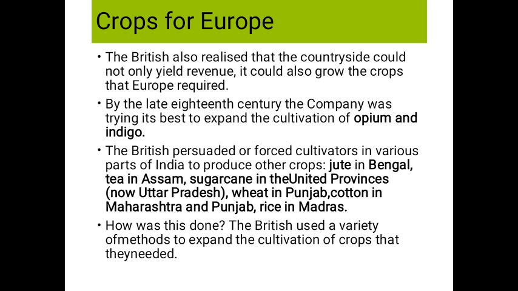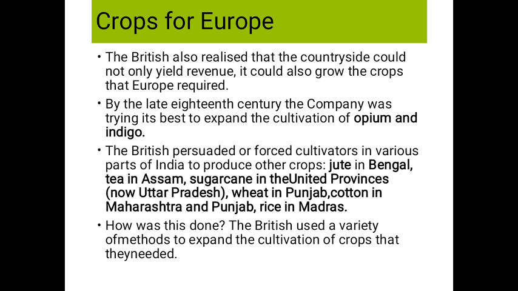Then most importantly, the British persuaded or forced cultivators in various parts of India to produce other important crops: jute in Bengal, tea in Assam, particularly the Darjeeling Hills, sugarcane in the United Provinces, that is Uttar Pradesh, wheat in Punjab, cotton in Maharashtra and Punjab, and rice in Madras. So I repeat once again, the two important crops mainly encouraged by the company in Indian provinces are opium and indigo.